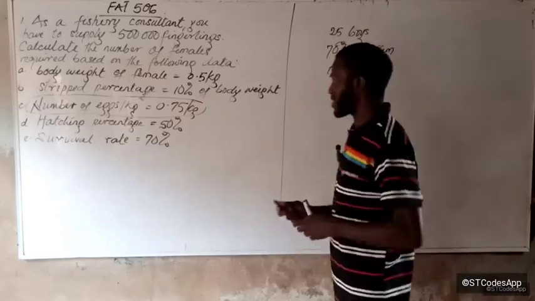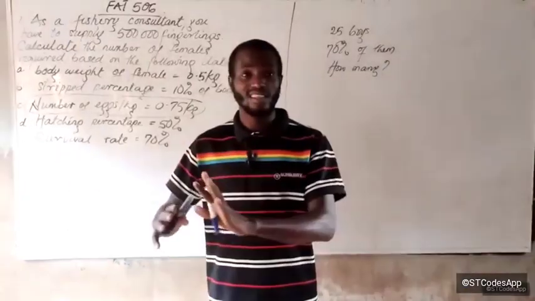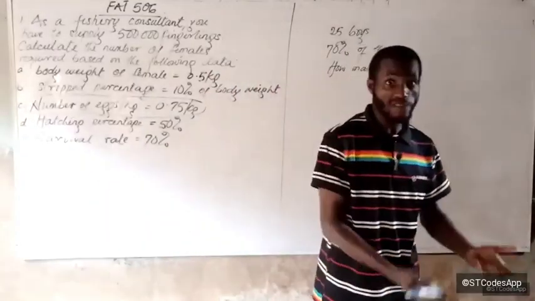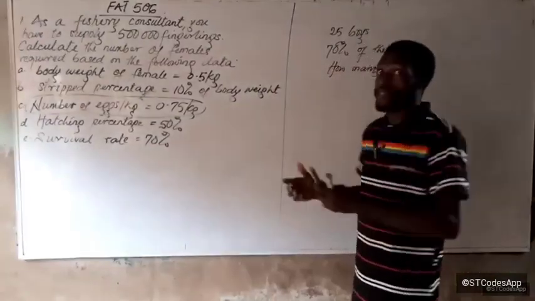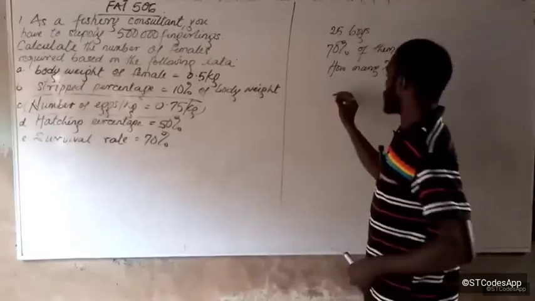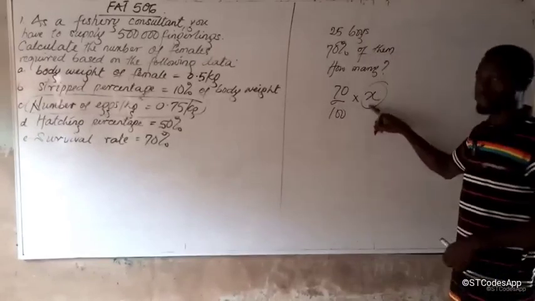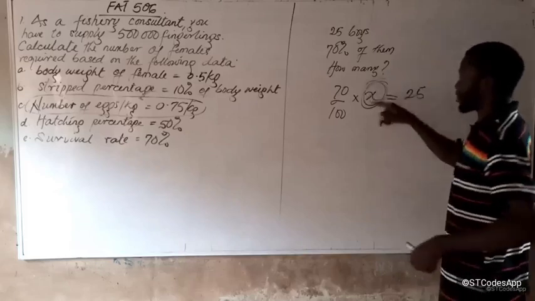What that means is that 70% of the class are boys, and that 70% represents 25. So how many of them are in class generally? It means that the remaining 30% are girls, isn't it? But here, what you want to do is this: that 70% of a particular amount of persons gave us 25. So what is that particular amount?